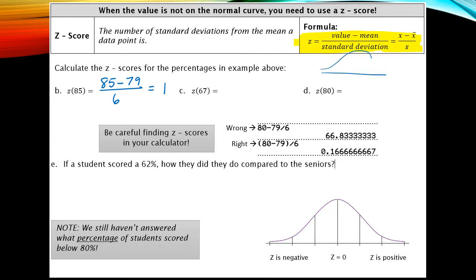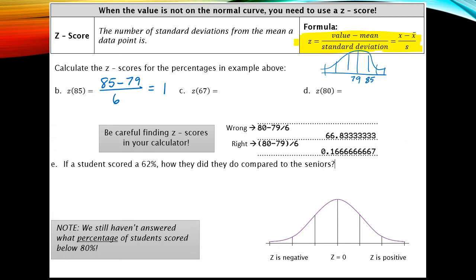And if you think back to the previous slide where we had our bell curve, and I'm going to draw kind of a quick picture here. Our mean was 79, and 85 was right here. It was 1 standard deviation away. That's why the z-score is 1, because it was 1 standard deviation to the right.